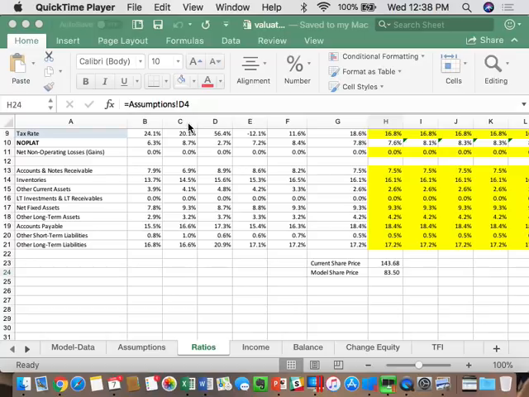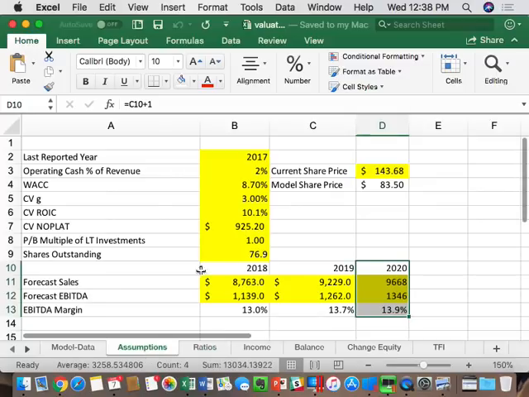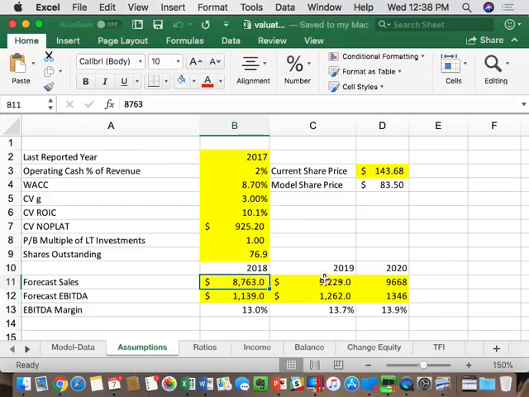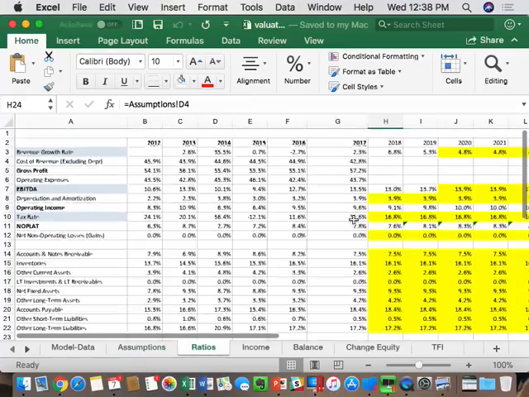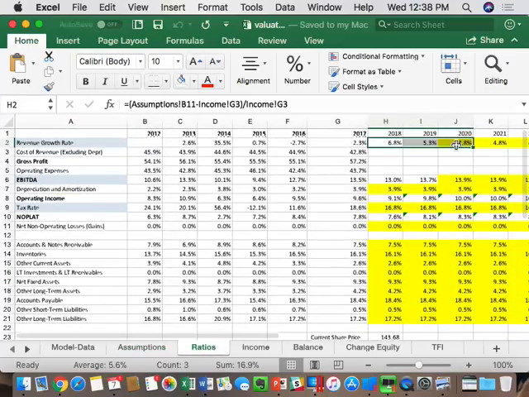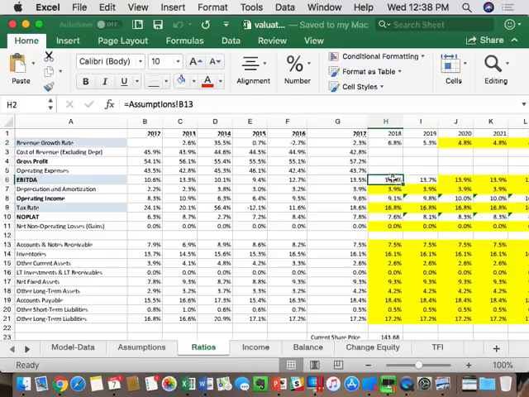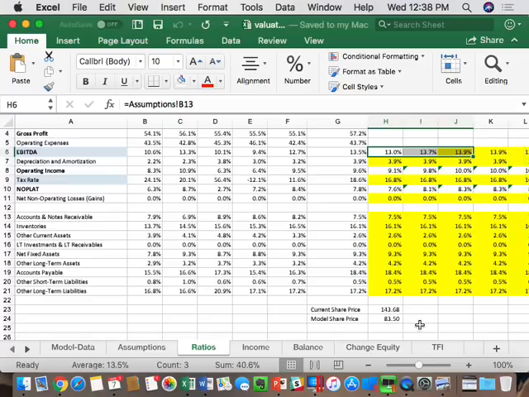What we've done so far in the model, going back to the assumptions, is using a WACC of 8.7%, a G right now of 3%, shares outstanding of 76.9, and 3 years of forecasted sales and EBITDA, which gave us that EBITDA margin, changing the ratios here to match for the first 3 years the revenue growth rate and the EBITDA margin of the EEO. We were at 83.50, and we need to get to 143.68.